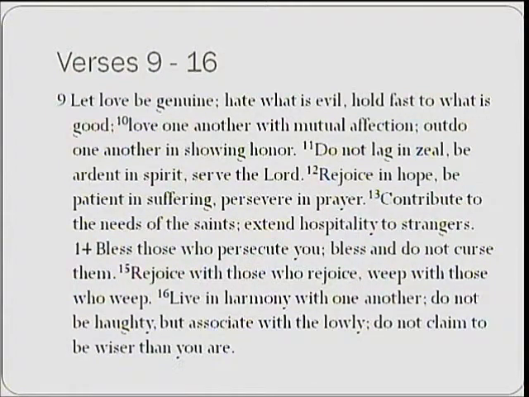Bless those who persecute you. Bless those and do not curse them. Rejoice with those who rejoice. Weep with those who weep. Live in harmony with one another. Do not be haughty, but associate with the lowly. Do not claim to be wiser than you are.